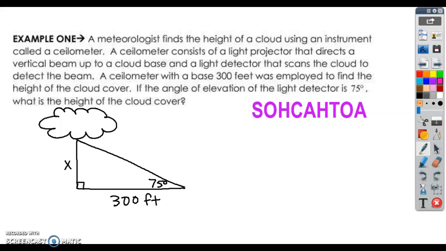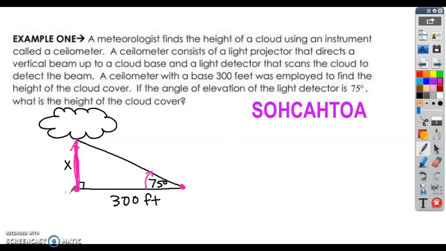So a ceilometer with a base of 300 feet, and apparently that's a standard distance. There's two pieces to this ceilometer. They put one of the parts here and one of the parts here. A ceilometer with a base of 300 feet was employed to find the height of the cloud cover. If the angle of elevation, so this piece is measuring this angle, and this one is shooting up light and checking this distance here. Okay, if the angle of elevation of the light detector is 75 degrees, what's the height of the cloud cover?